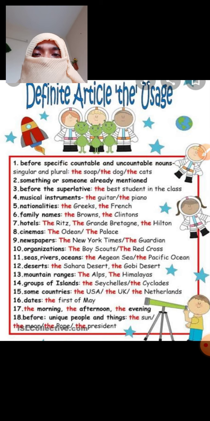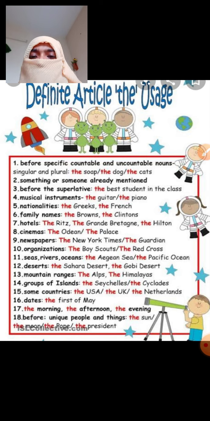Number 7, before names of hotels. Number 8, before names of cinemas. Number 9, before the names of newspapers, like the New York Times, the Guardian. And number 10, before the names of organizations we also use the article. Number 11, before the names of seas, rivers and oceans. Number 12, before the names of deserts we also use the article, like the Sahara Desert, the Gobi Desert.